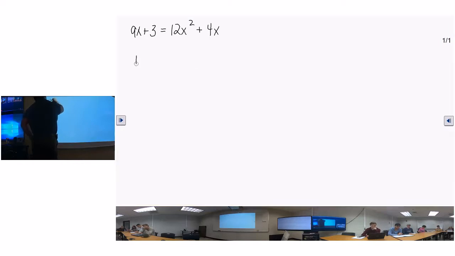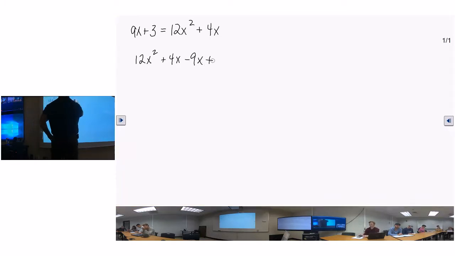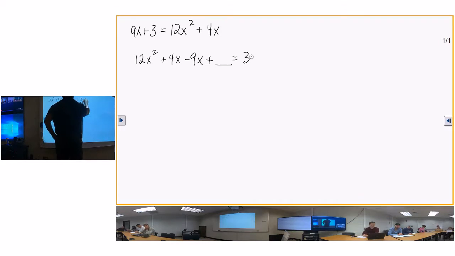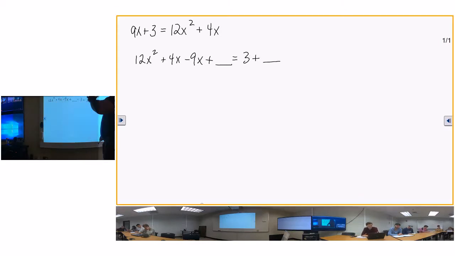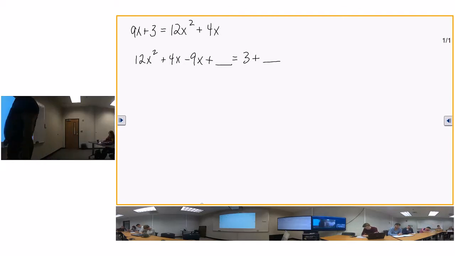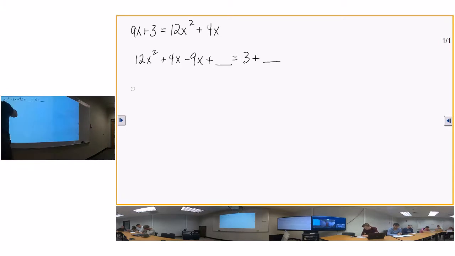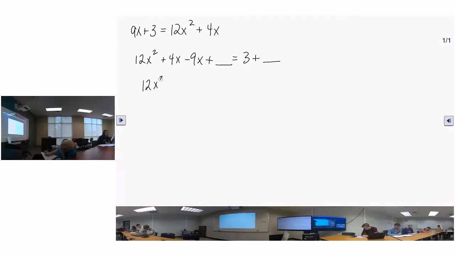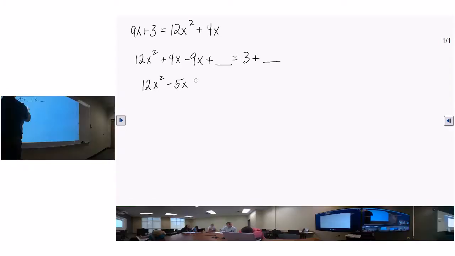So that's going to be 12x squared plus 4x minus 9x plus blank is equal to 3 plus blank. I just turned it around. And what is 4x minus 9x? Negative 5x. Negative 5x plus blank is equal to 3 plus blank.